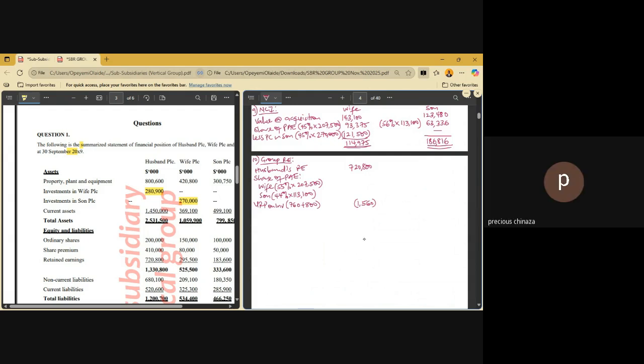For wife, we have 114,125. For son, 5895. Are you sure? 113,100 though. We got 44%. 49, should be 4764. So aside that, I don't think we have any other information.